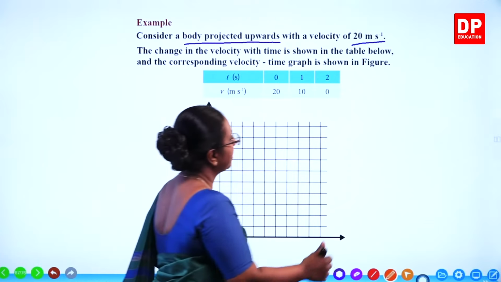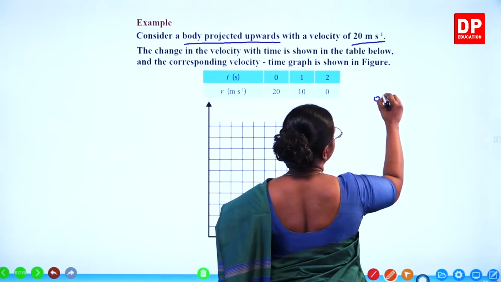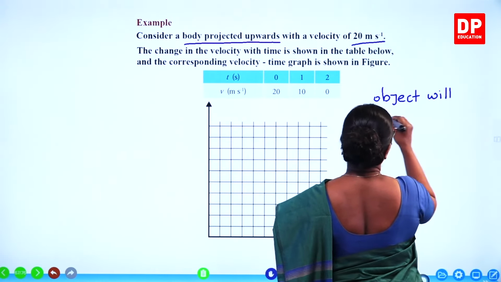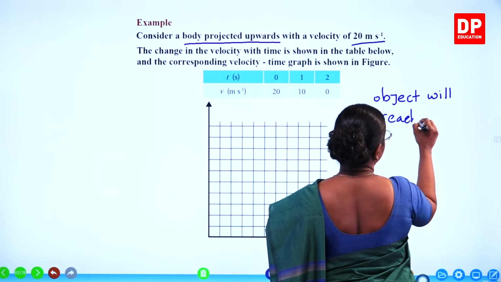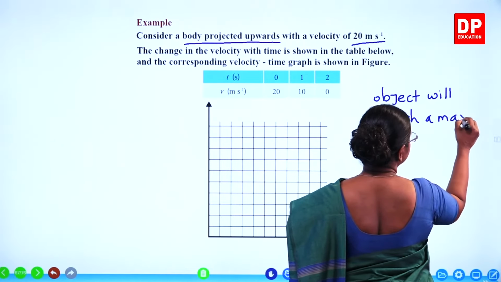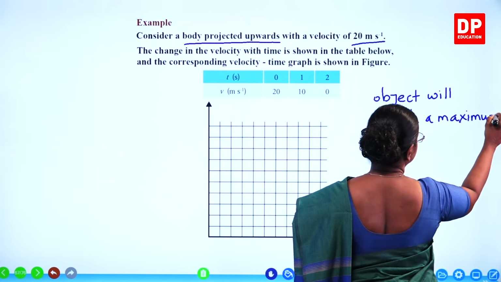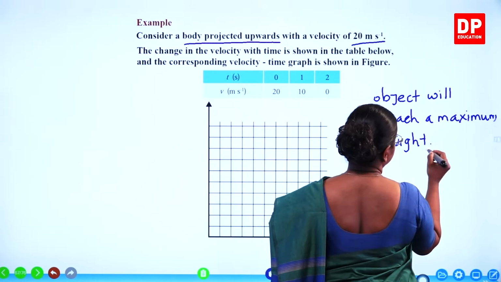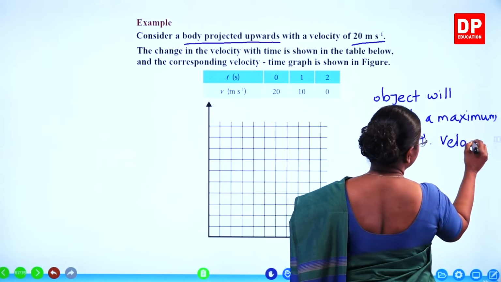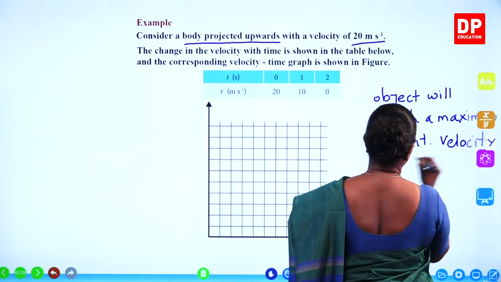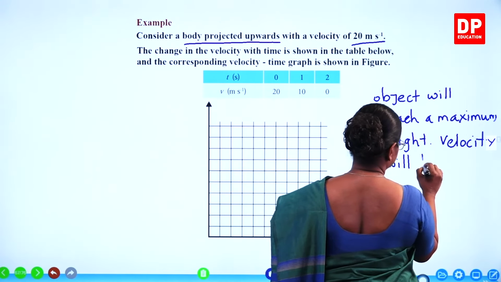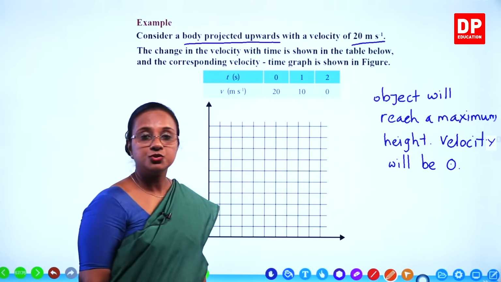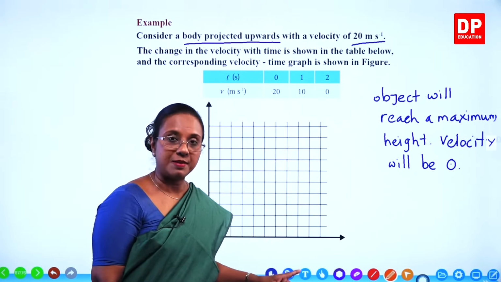So if I summarize that, the object will reach a maximum height, and the velocity will become 0. So those are the 2 points that you need to remember.